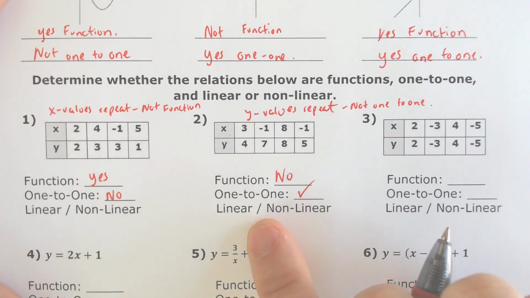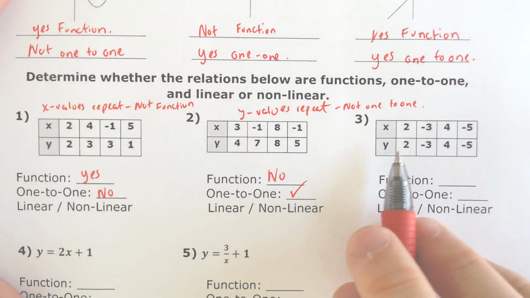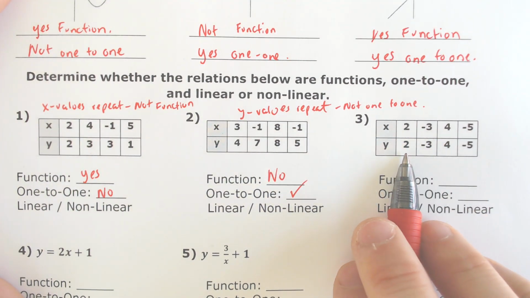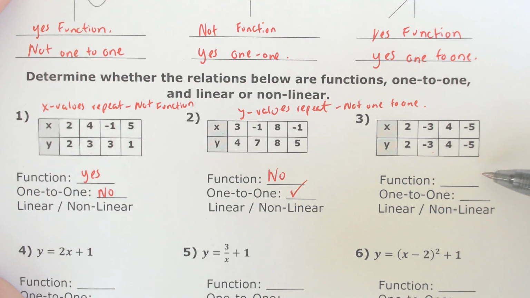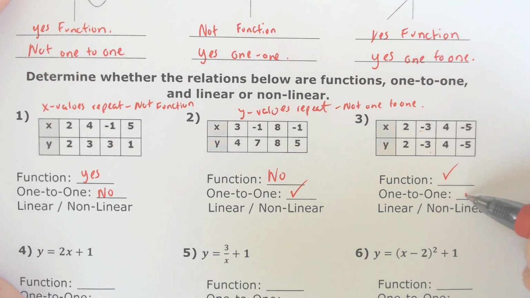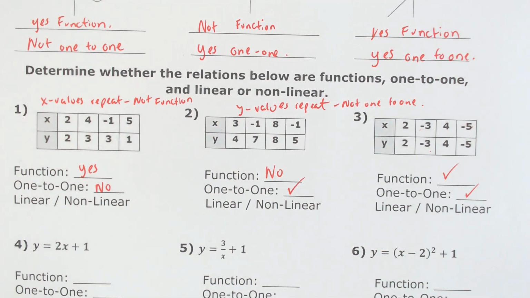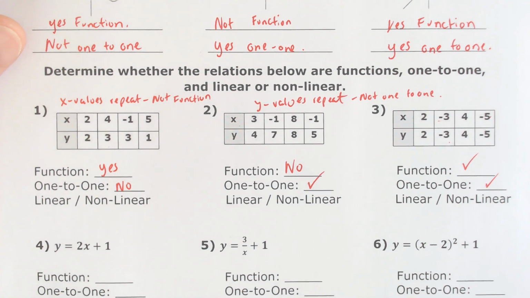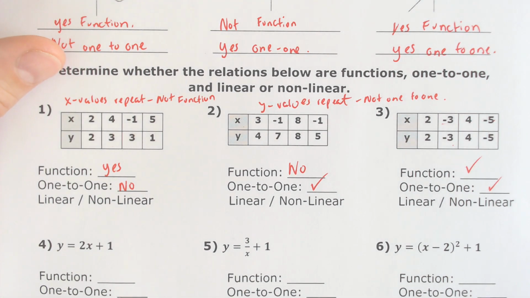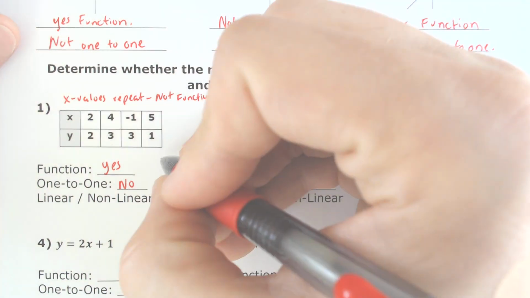We will later on do linear, nonlinear. Here, do the y values repeat or the x values repeat? No, everything is identical. 2, 2, 3, 3, 4, 4, 5, 5, but none of the x values and none of the y values repeat, so both of these are okay. It is a function, and it is one-to-one. To determine if it is linear or nonlinear, you have options for graphing it to see what's going on, and I think that would be the quickest and easiest way.